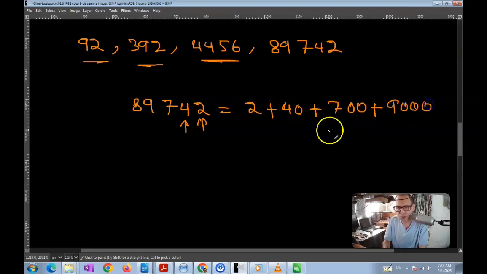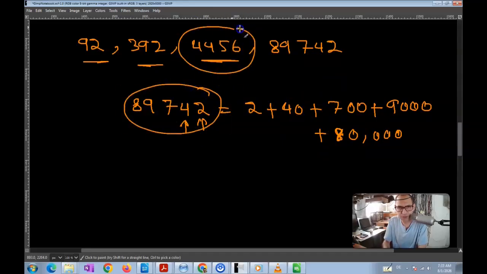So there is a 40 here, there is a 700 here, and then by the same logic there is a 9,000 over here, and also an 80,000 over here, right? So then you can simply compare this number with the largest number on the list before we came to this number. You see that the largest part of this number is just 4,456. So that's a 4,000 plus a 400 plus a 50 plus a 6, right? But in this number you already have an 80,000, which means that even if you ignore this part or this part or this part, this number is still going to be larger than any of these numbers, right?